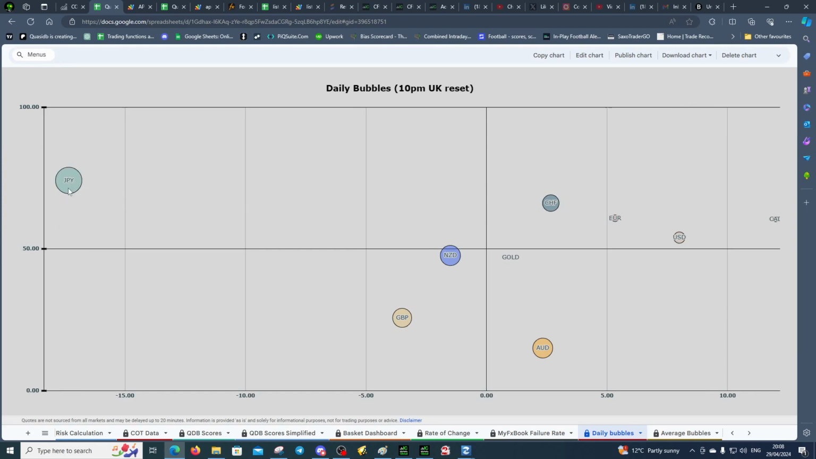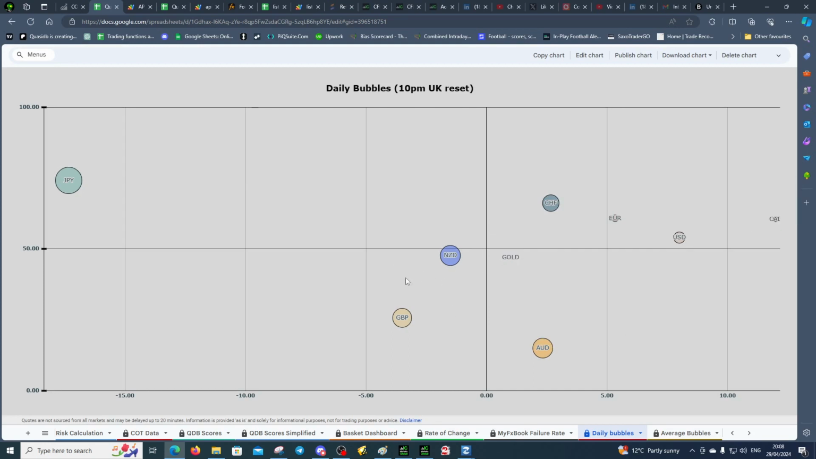So don't look to buy yen at the moment. Wait till it comes down and then look to buy yen. So you'd be selling cross yen, okay? Currently we've got a strong pound and a strong New Zealand dollar, and a weak Swiss, Euro, USD, and CAD. Aussie is mixed and gold is mixed.